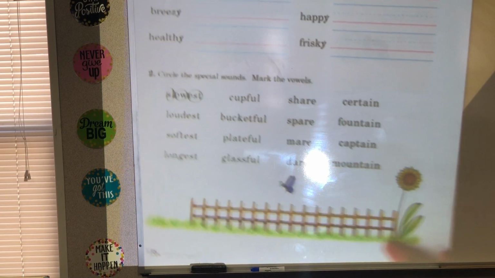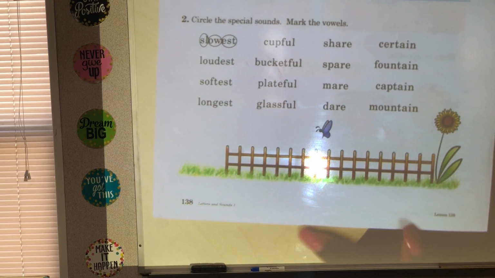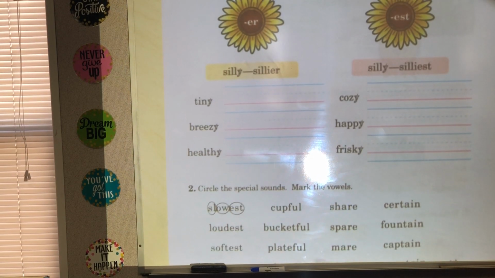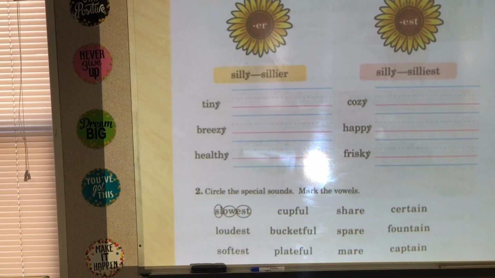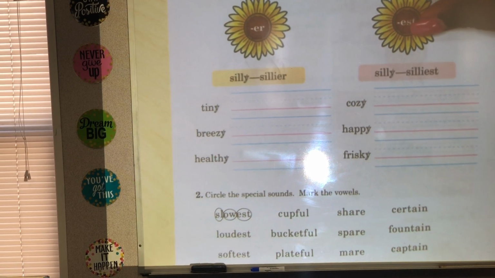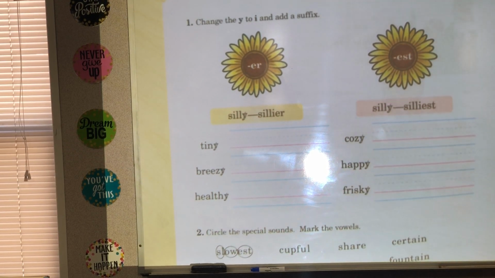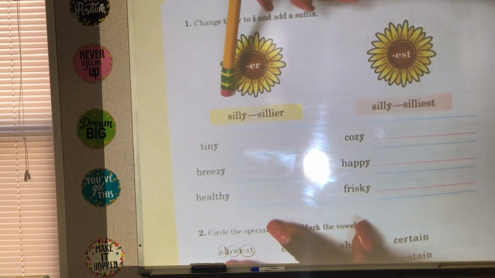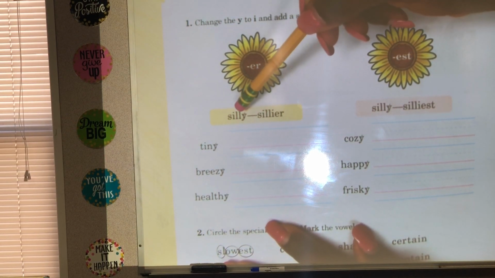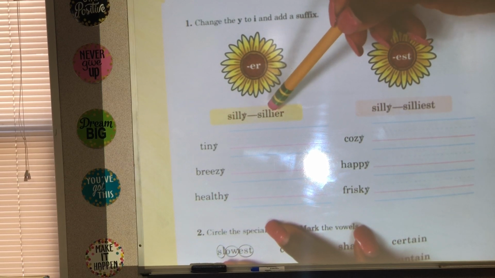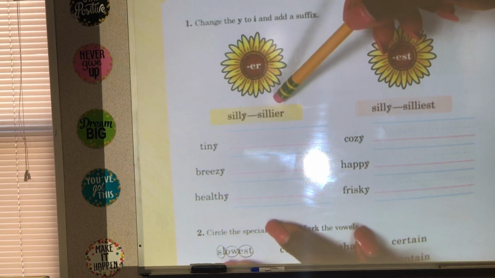We have our letters and sound. On letters and sound, it's lesson 138, page 138. Let's take a look at section 1. Change the Y to an I and add a suffix. So here, we're changing the Y to an I and adding a suffix ending with ER. Let's take a look at this example. You have silly. You change the Y into an I and add ER. The new word becomes sillier.